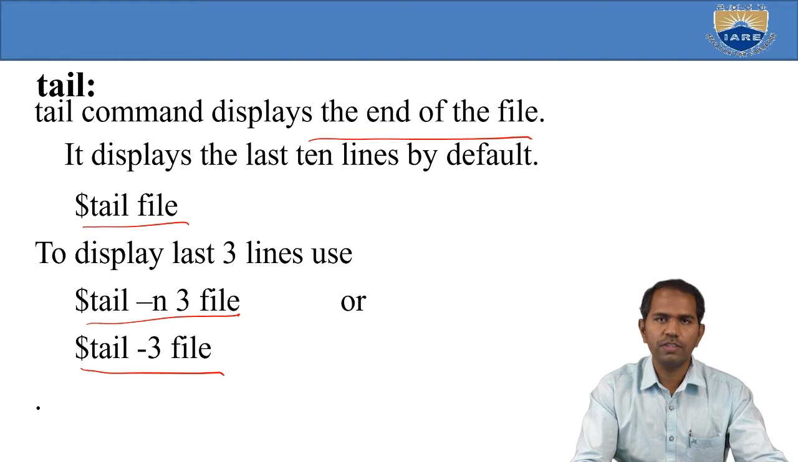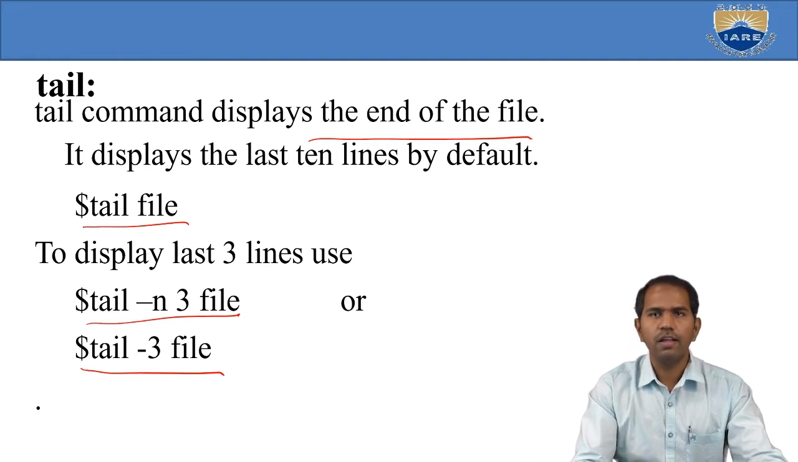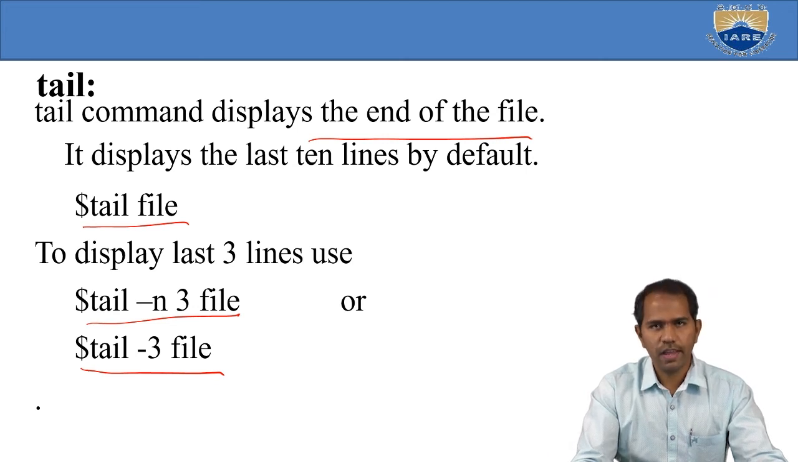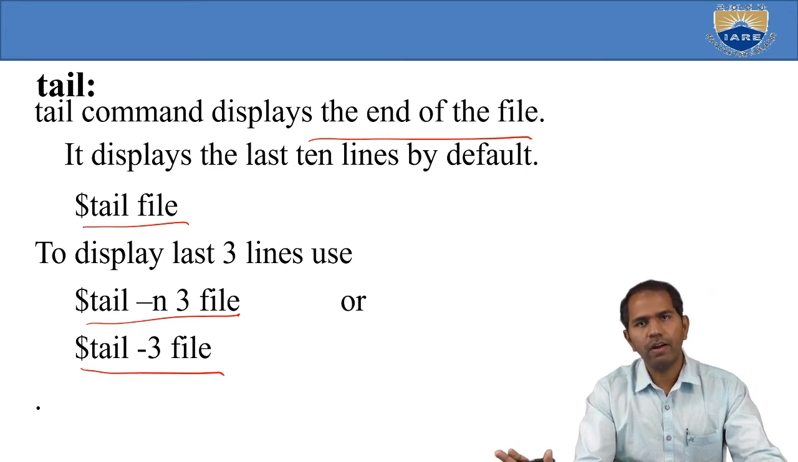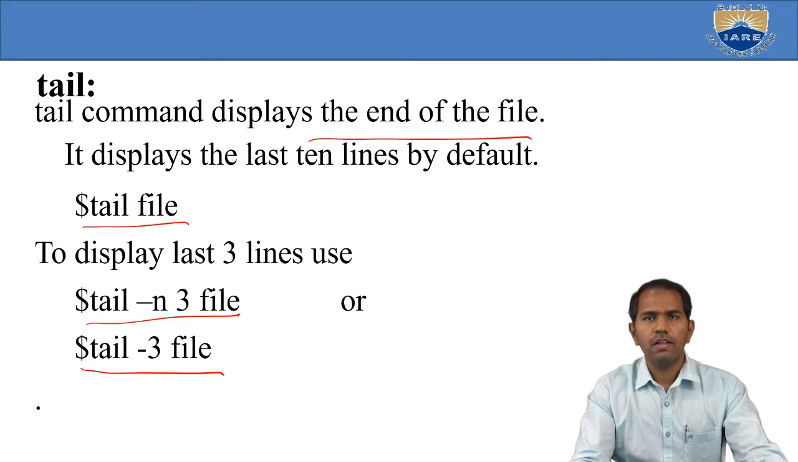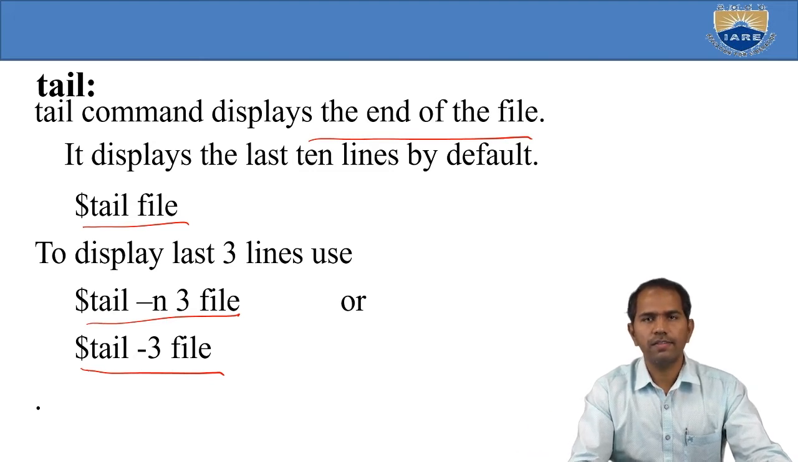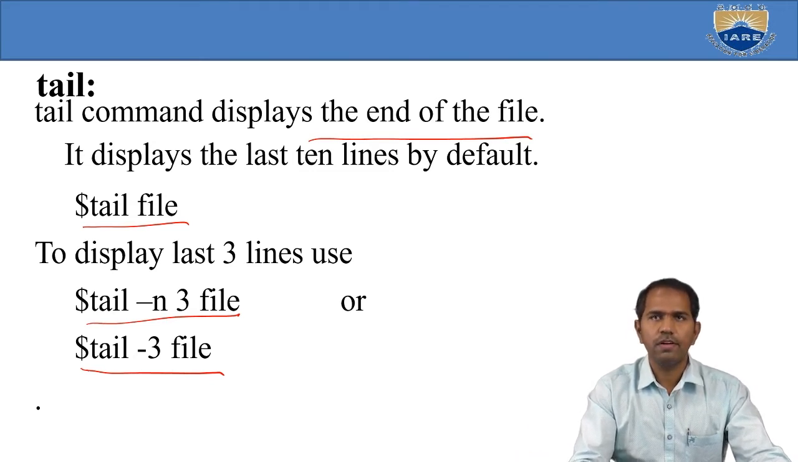Now instead of the default 10 lines, I want to see only 3 lines. Then here use the option tail -n 3 and file name, or tail -3 file name. So these are all supported when I just want to see the last lines, the end lines of our files. Tail is supported for the end of our file lines.